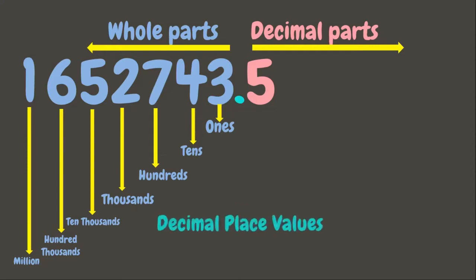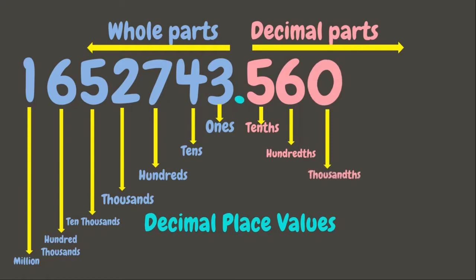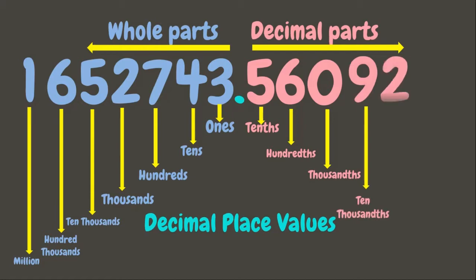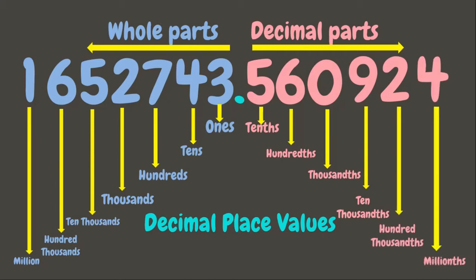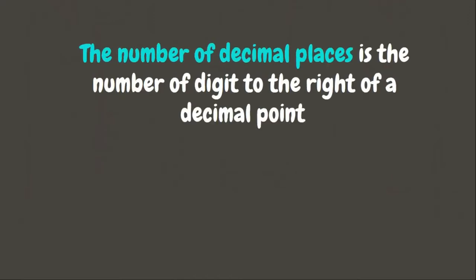Decimal part has place values as well. We call them decimal place values. The place value of the first digit on the right side is tenths. The next one is hundredths, thousandths, ten-thousandths, hundred-thousandths, millionths, and so on. The number of decimal places is the number of digits to the right of a decimal point.